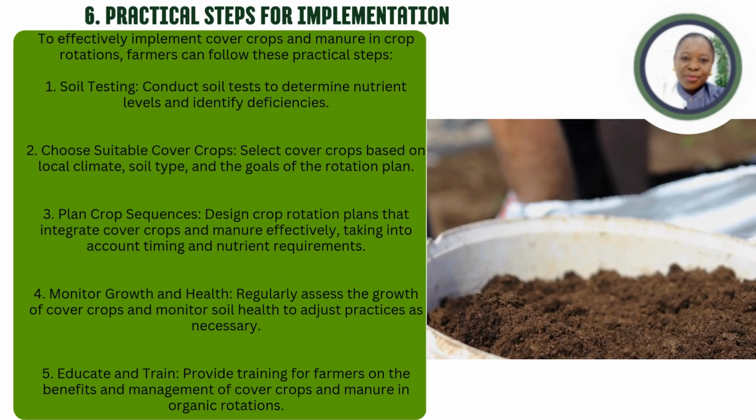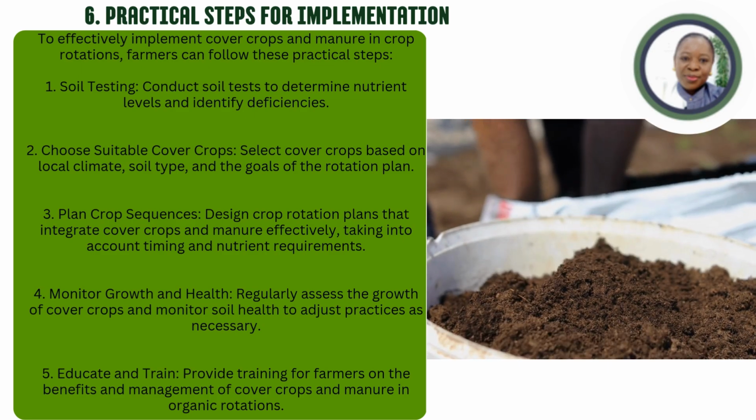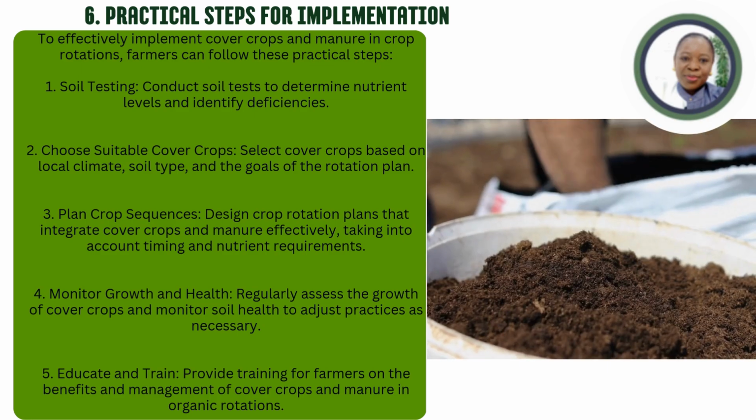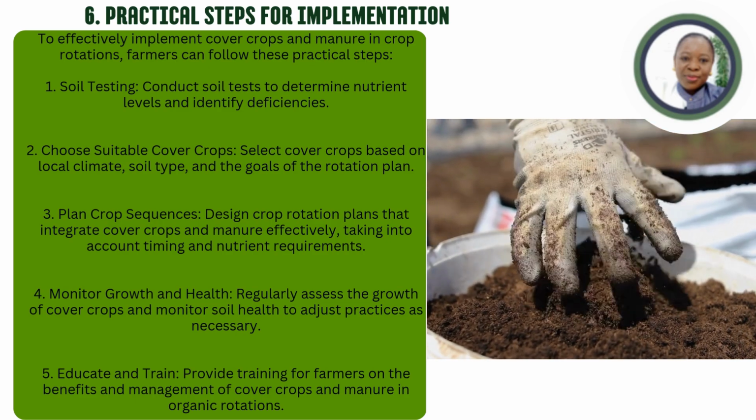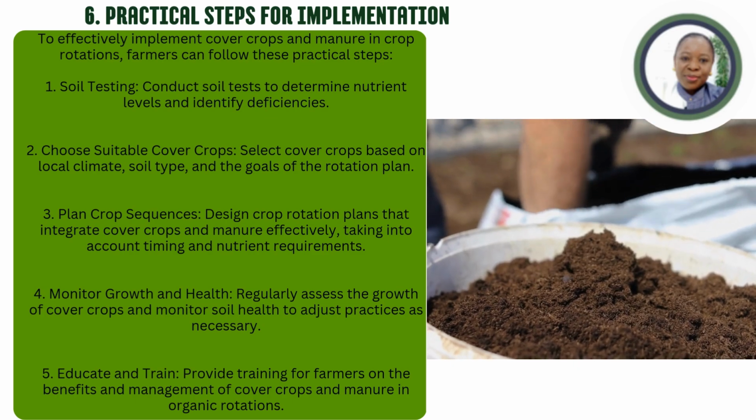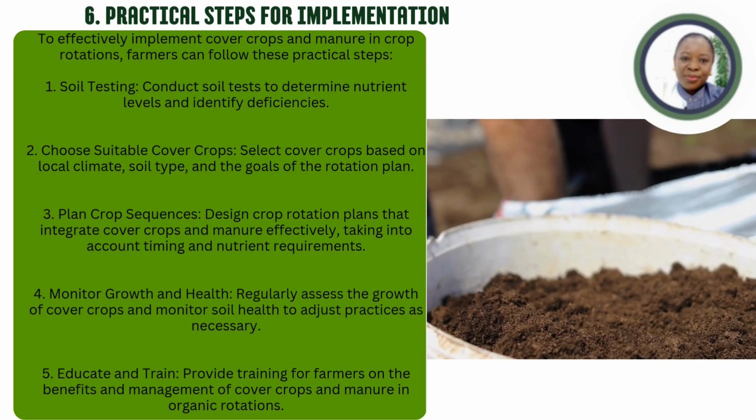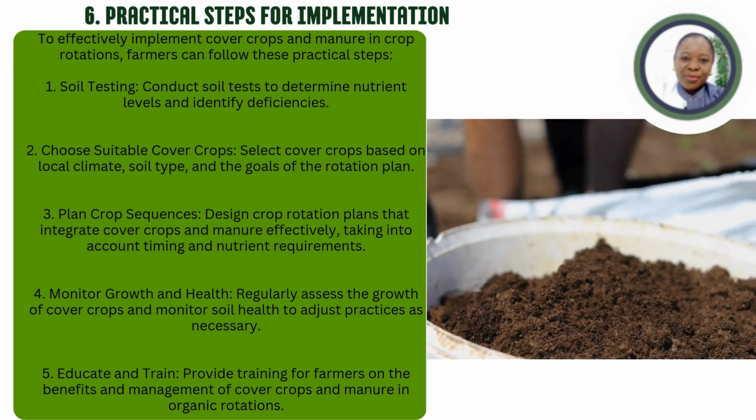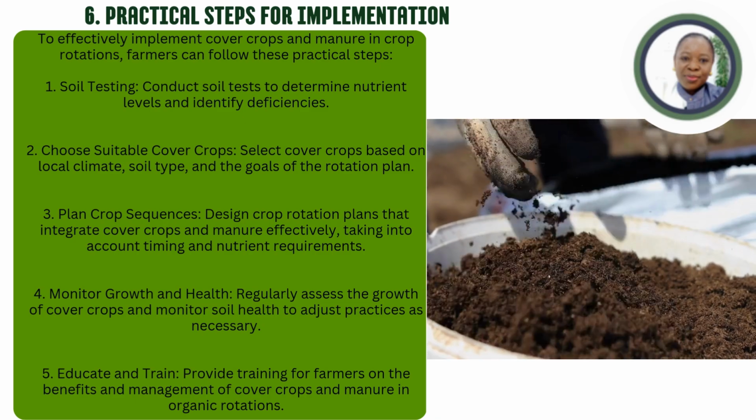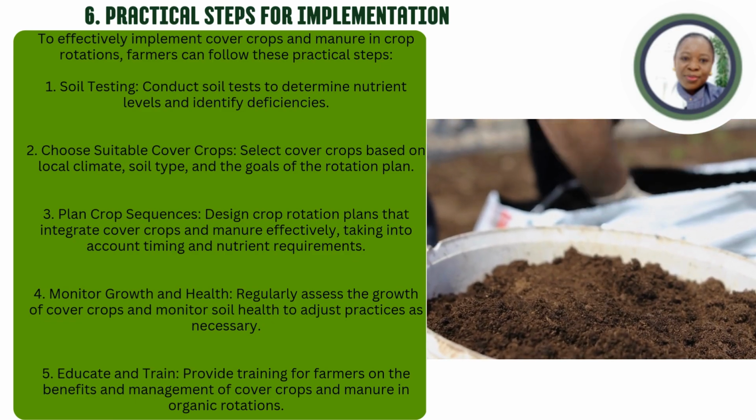Practical steps for implementation. To effectively implement cover crops and manure in crop rotations, farmers can follow these practical steps. 1. Soil testing. Conduct soil tests to determine nutrient levels and identify deficiencies. 2. Choose suitable cover crops. Select cover crops based on local climate, soil type, and the goals of the rotation plan.